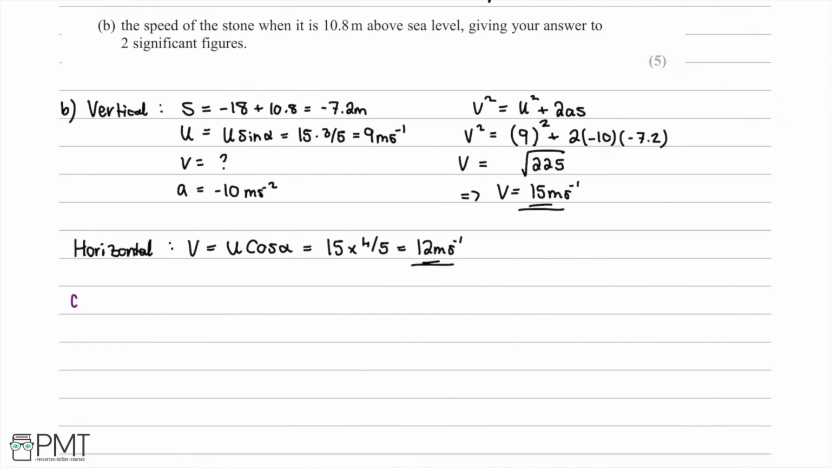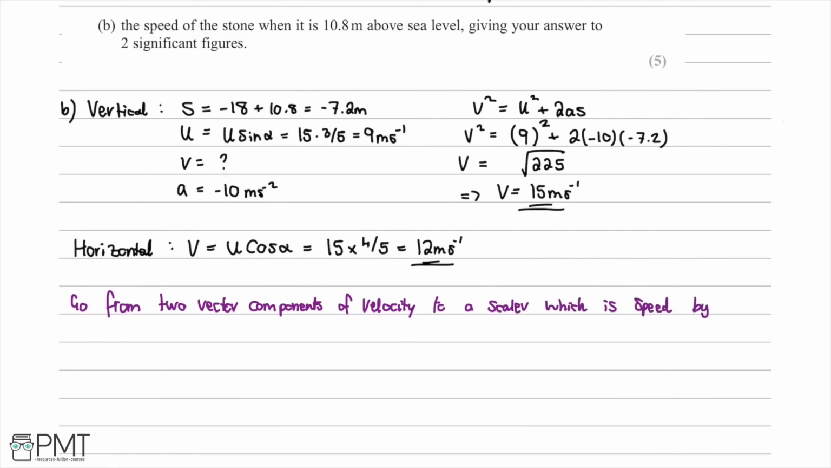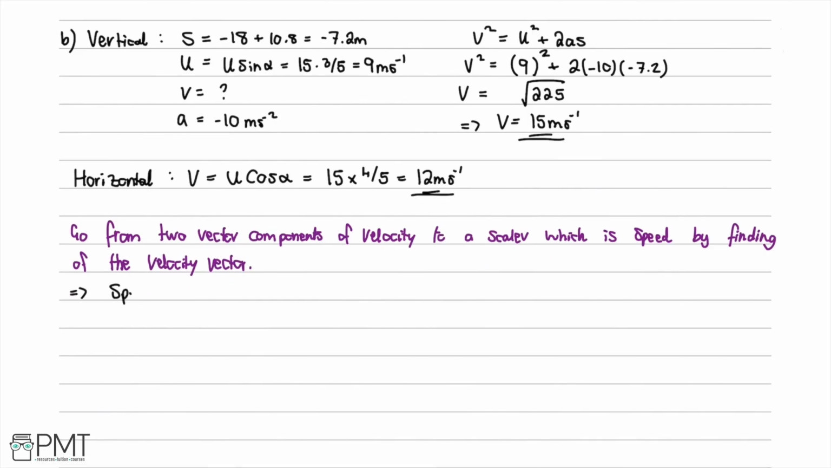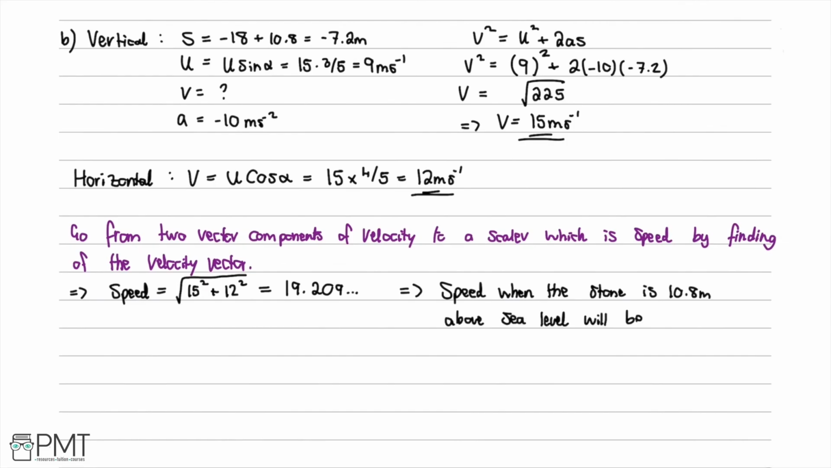So we can go from two vector components of velocity to a scalar, which is speed, by finding the magnitude of the velocity vector. So the speed is going to be equal to the square root of 15 squared plus 12 squared, and putting this into our calculator, this comes out as 19.209 and so on, and we're asked to find this answer to two significant figures. So we'll conclude that the speed when the stone is 10.8 meters above sea level will be 19 meters per second.